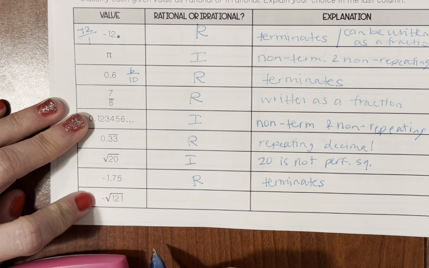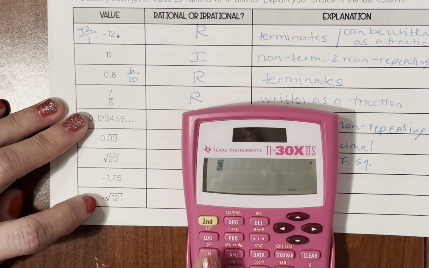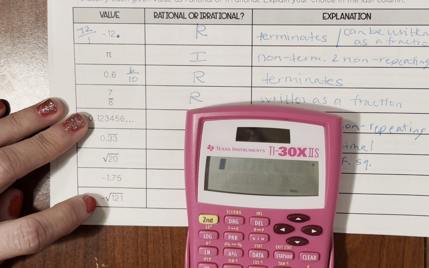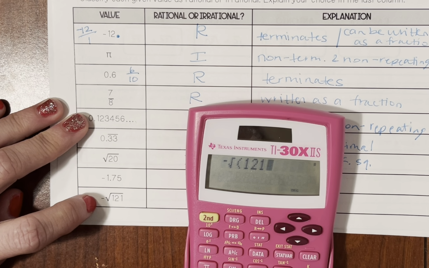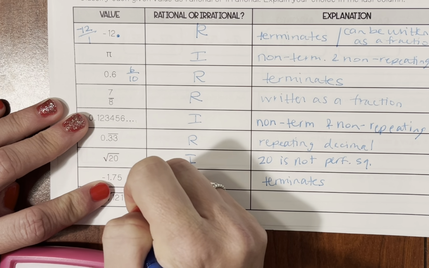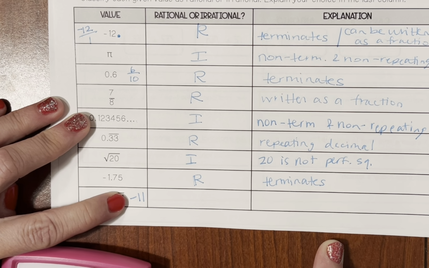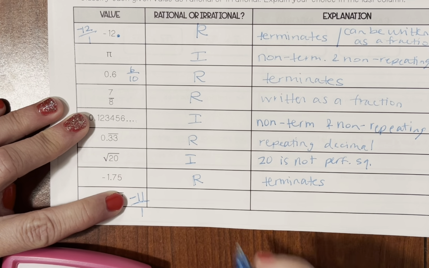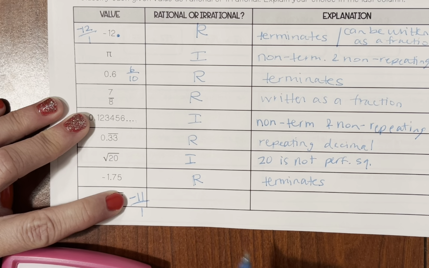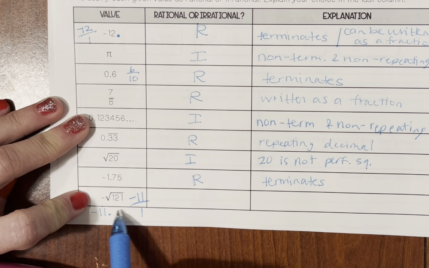And then our last one is negative square root of 121. So again, if you know what times itself equals 121, that's great. If not, you can always use your calculator. So this is negative square root 121, and I get negative 11. Now that negative 11, that's a negative whole number. It's called an integer. That could also be written as a fraction, negative 11 over 1. It's also a terminating decimal because there's no decimals that go on.